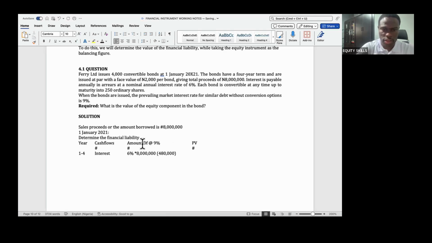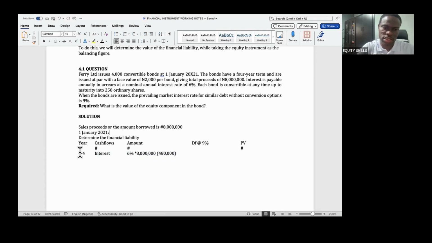Then the discount factor at 9%. When you want to do discounting, you have to always use the effective interest rate or the market interest rate. So we need to get the discount factor to discount it to present value, because this interest will be paid in the future. We are doing this calculation at the beginning of the year, so we are paying interest for the next 4 years. So what's the value of all that today? You will need to discount it to present value.